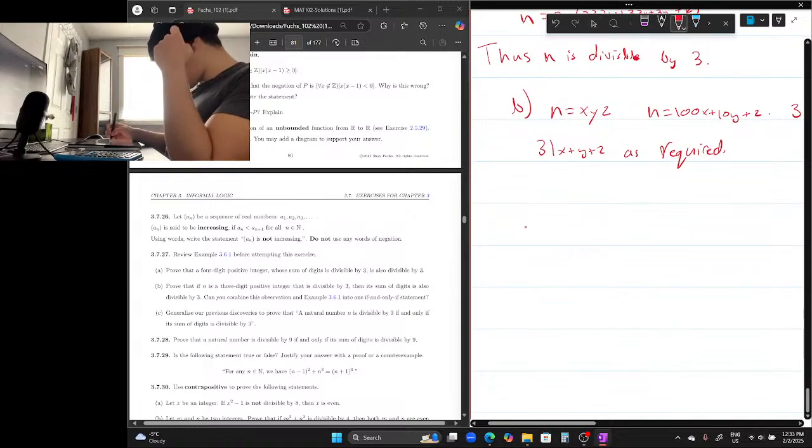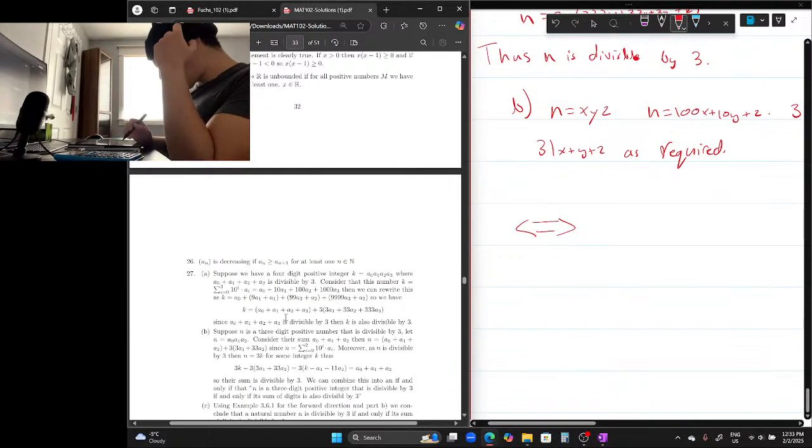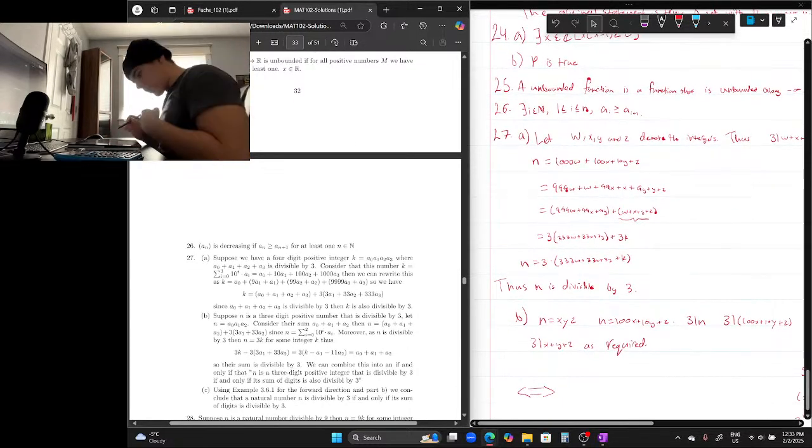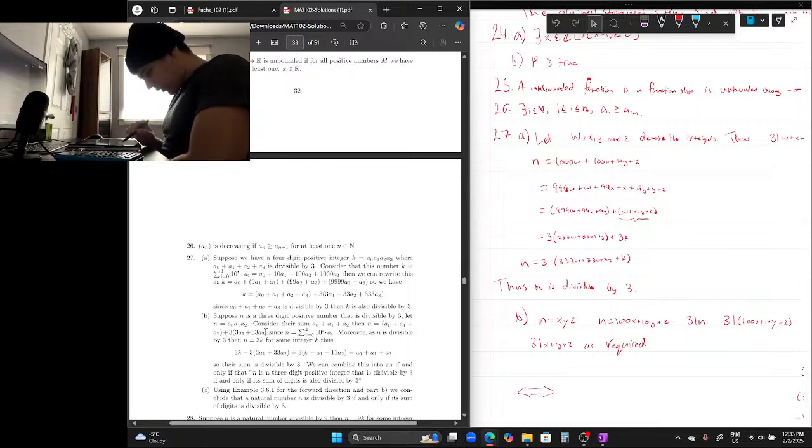So yeah, then this way you just prove it both ways. So again, let me go down here. Forgot we had the solutions actually. This is 27. Suppose we have a 4-digit integer. Suppose n is a 3-digit integer, so that consider the sum a.